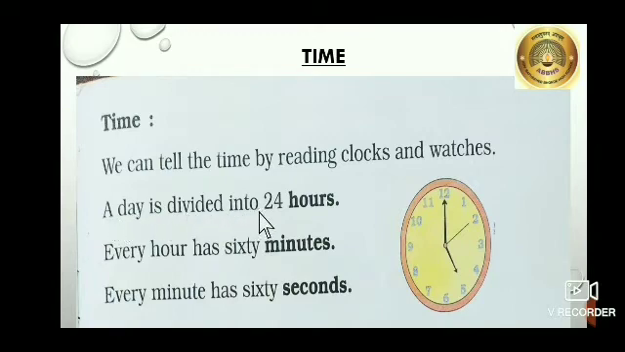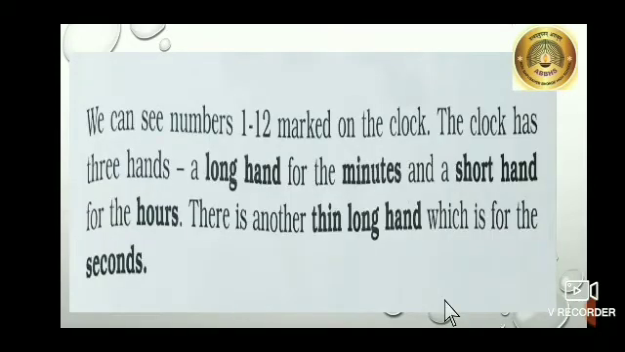A day is divided into 24 hours. Every hour has 60 minutes. Every minute has 60 seconds. We can see numbers 1 to 12 marked on the clock. The clock has 3 hands, a long hand for the minutes and a short hand for the hours. There is another thin long hand which is for the seconds.